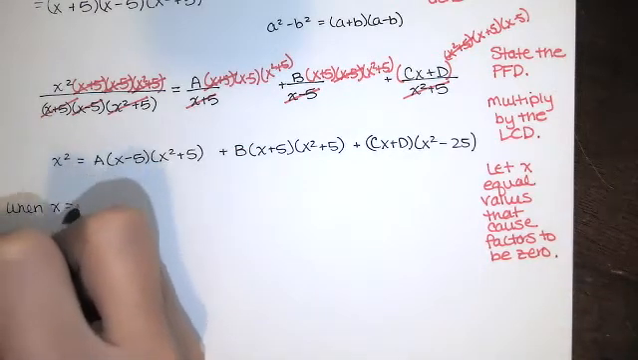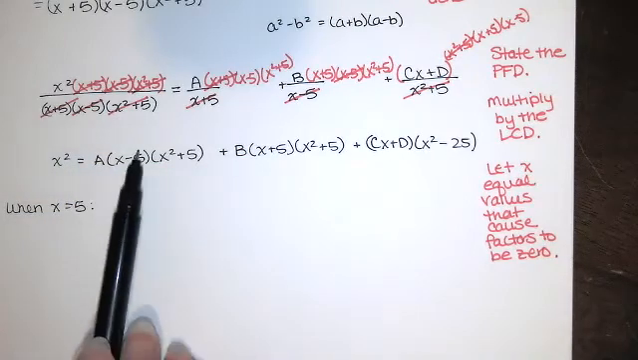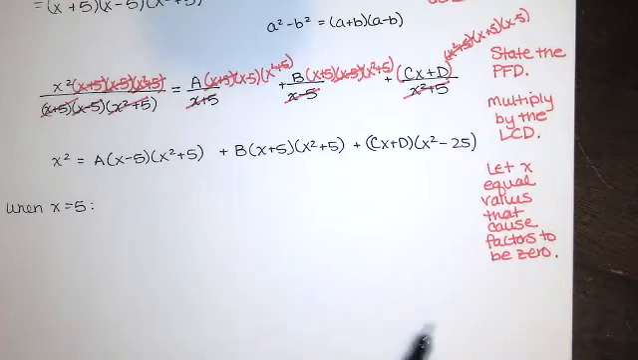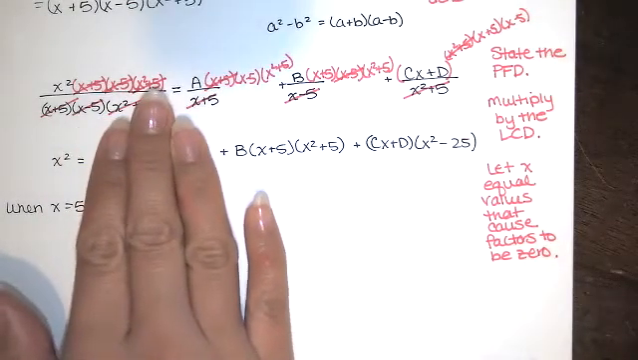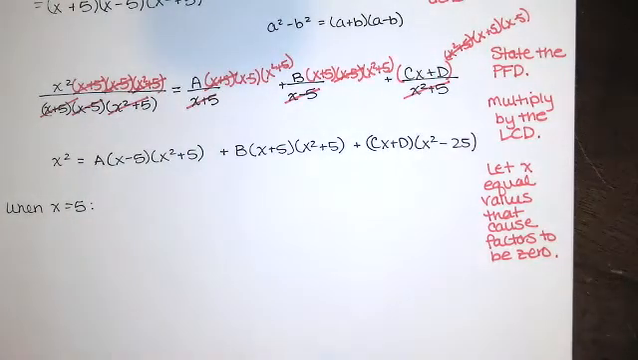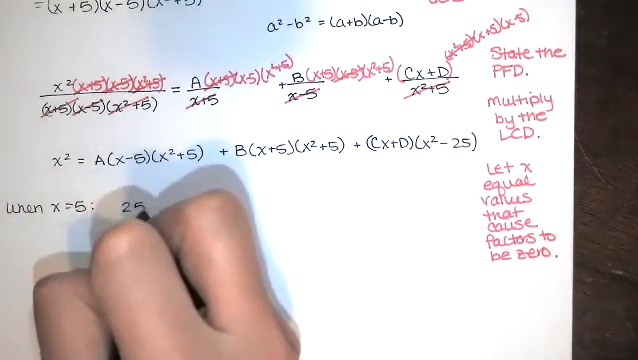But the reason we're doing that is because when x equals 5, let's say, if that factor is 0, that means that entire factor is gone. The entire term is gone in this equation. And that's what we want. We want to simplify this as much as possible. So when x equals 5, the left-hand side is 5 squared, or 25.